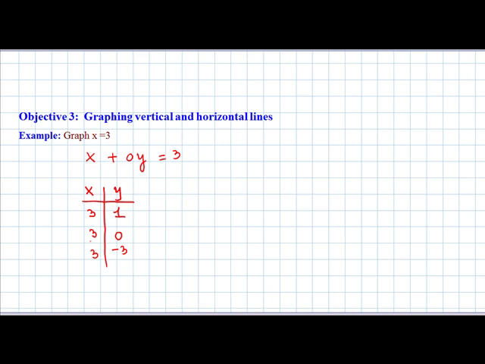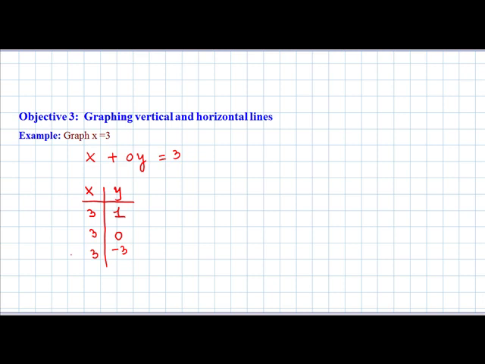So in other words, no matter what the y value is, x is always equal to 3. It always satisfies the equation. And you notice that this equation does not really depend on y, because it says that no matter what y is, x always equals 3. So pretty much what it says.